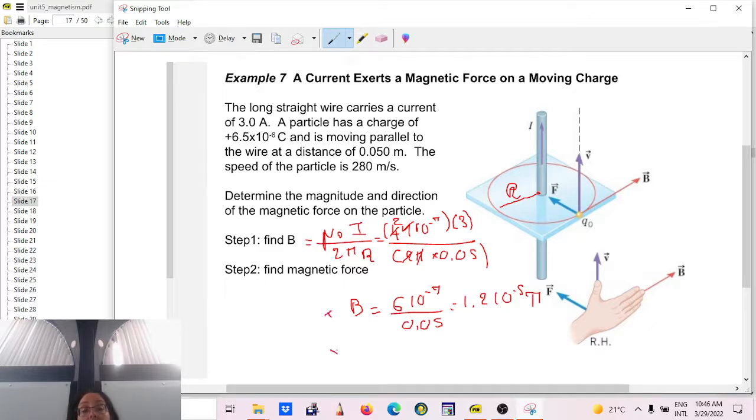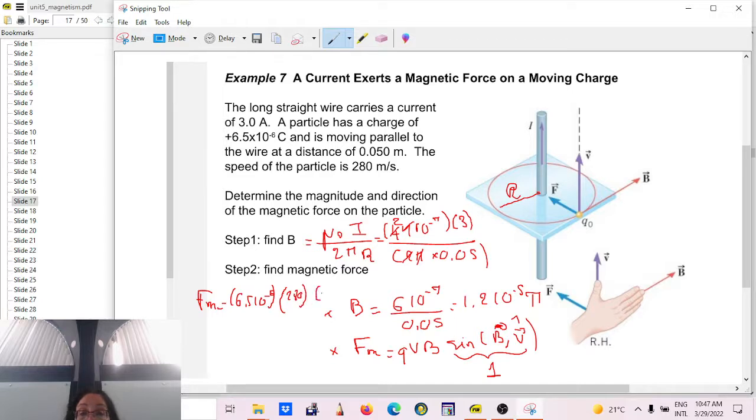So if there is a magnetic field and there is a charge and the charge is moving and the charge has a component perpendicular to B, then only then you have a magnetic force, QVB sine of the angle between B and V, and that doesn't matter because that's going to be equal to 1. So the magnetic force will be the charge, which is 6.5 times 10 to negative 6 coulomb, times V, which is 280, times B, which is 1.2 times 10 to the negative 5.